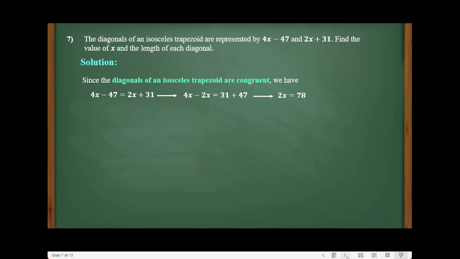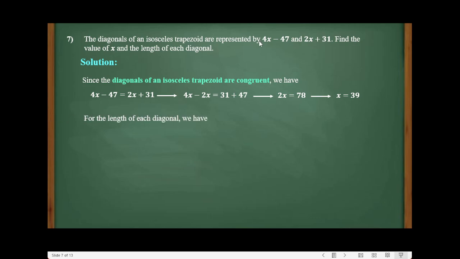So we have 2x equals 78. And we simply divide both sides by 2 to get the value of x. And the value of x is 39. Okay? That's what we got. Now, what about the length of each diagonal?